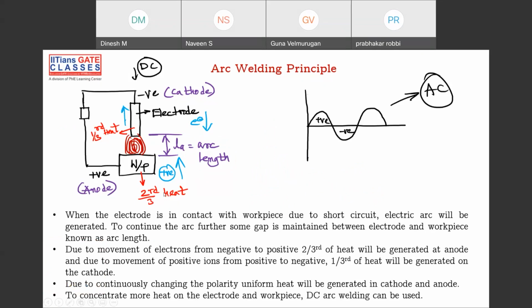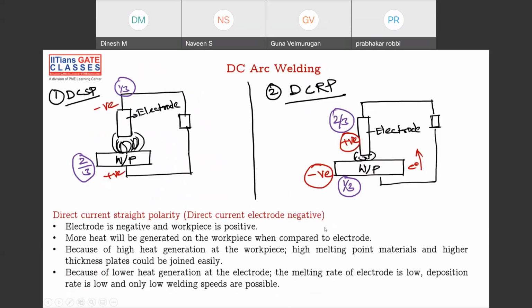All right. So whatever the points that I've discussed are in this. Okay. Now let's discuss direct current, straight polarity. Straight polarity I told you already. Direct current, DC, straight polarity: positive workpiece, negative electrode. And next is direct current reverse polarity, that is negative, which means cathode is given for the workpiece and anode is given to the electrode, that is positive electrode.